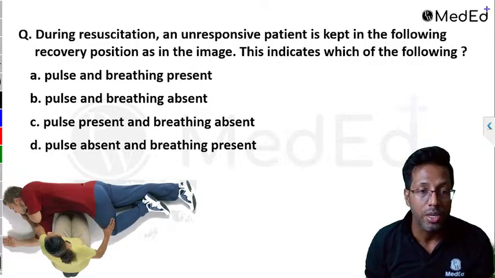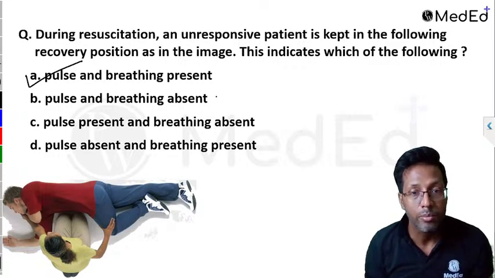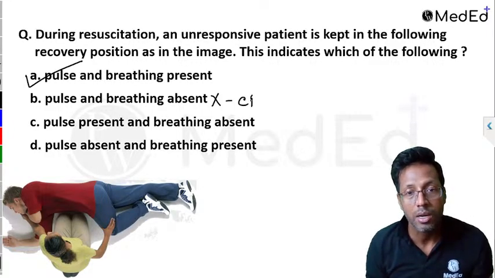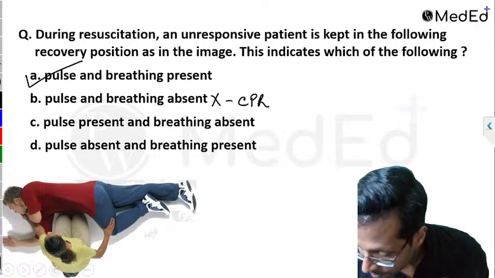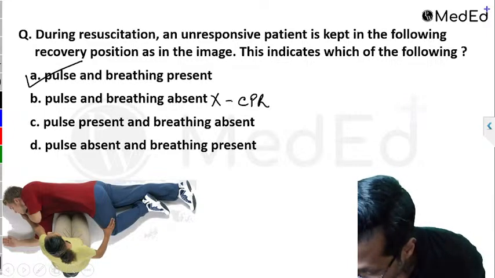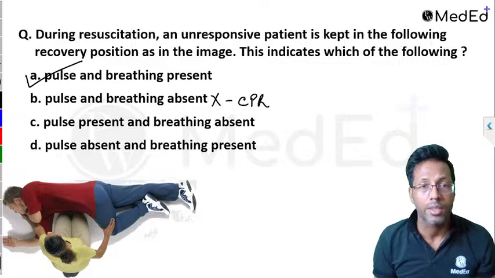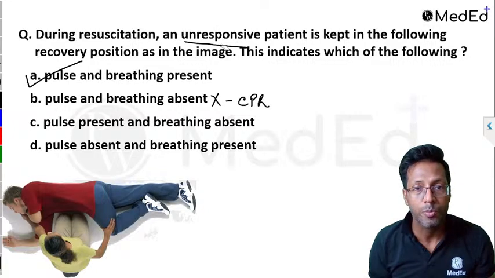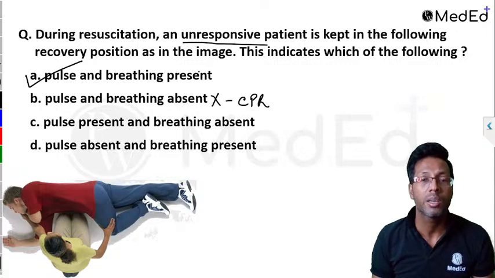When you keep a patient in the recovery position, the point is that pulse and breathing both are present. In case pulse and breathing both have been absent, you will start giving CPR to the patient. So this is an unresponsive, unconscious patient, and the breathing is present. Unresponsive patient, but pulse and breathing both are present.